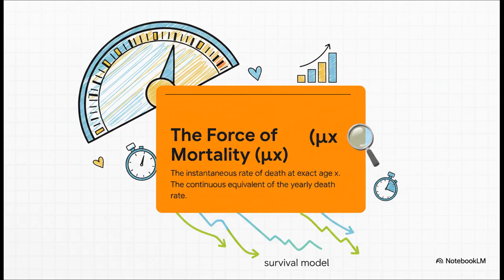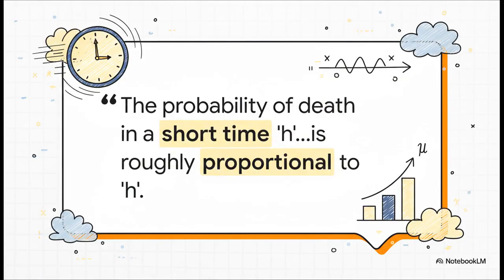While the probability of dying over a whole year might be, say, 1%, the force of mortality tells you the underlying risk at this exact moment in time for a person of age x. Basically, what it means is that the probability of dying in a super short period of time, like a day, an hour, or even a second, is just that tiny slice of time multiplied by this underlying force of mortality. It's the raw, instantaneous risk factor for that exact age.